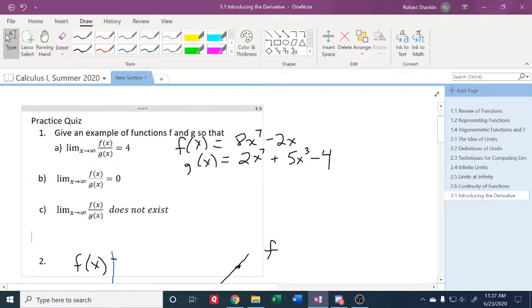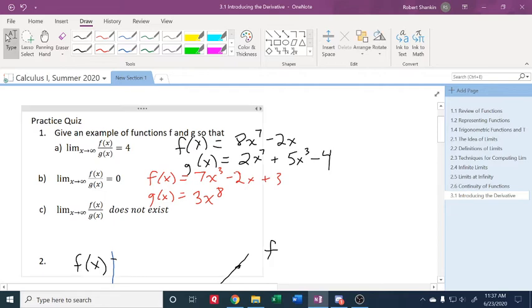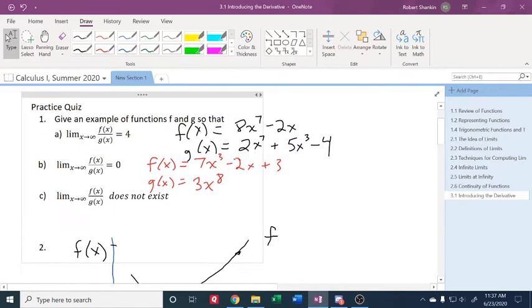Okay. All right. Anybody need more time on B? All right. Thus, I need a function g of x that has greater degree than that one. So like 3x to the 8th, while this one is whatever, 7x to the 3rd minus 2x plus 3. As long as the degree of the denominator is higher, you've got this one. And then part C, let me give you a moment with that.